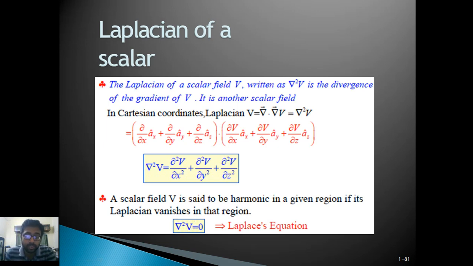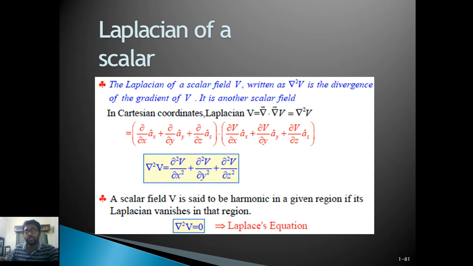Now if we repeat it, what we get here is that a scalar field V is said to be harmonic in a given region if its Laplacian vanishes in the region. It means, suppose we take the gradient of a function V, the gradient of a scalar field, it will provide us with a vector field. Now if we take the divergence of that specific vector field and the resultant value is 0, then this scalar field V will be harmonic.